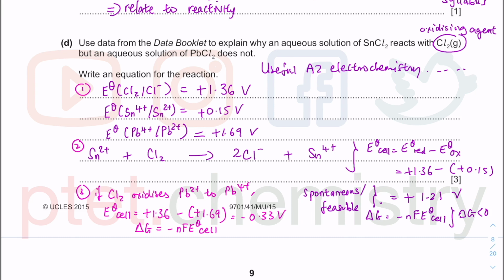So your delta G there is minus nFE cell. N is the number of electrons transferred, which is 2 electrons. F is a positive Faraday constant. Minus and the minus will give you positive. So delta G will be greater than 0. This is not feasible, not spontaneous. Answer the first bit, answer the second bit, write an equation for this reaction, which we already did, and that's the end of that 3 marks. Kind of a good electrochemistry question, although it's more related to the old syllabus on the group 14 chemistry there.